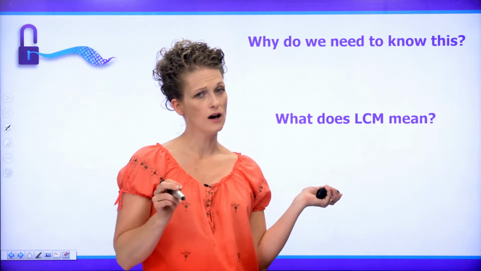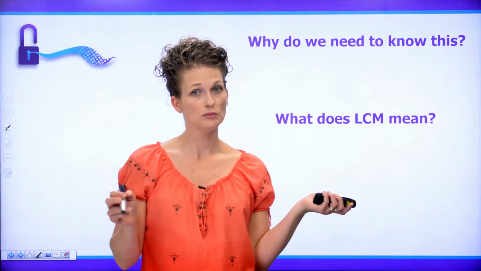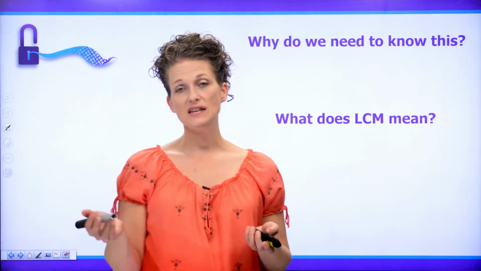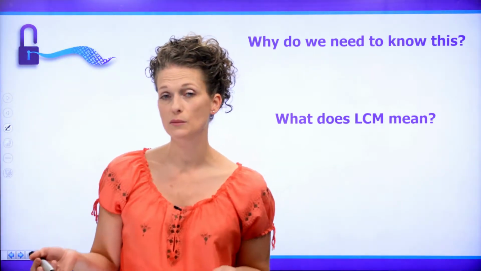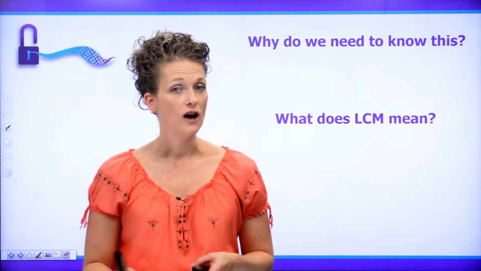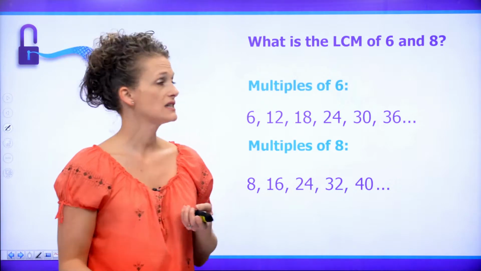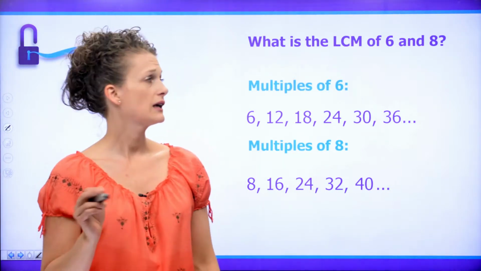Now, commonly it's just LCM, that's what people say, but we want to get used to saying least common multiple. And what that means is it's the smallest number that is a multiple of two or more numbers. So let's look at what is the least common multiple of 6 and 8.